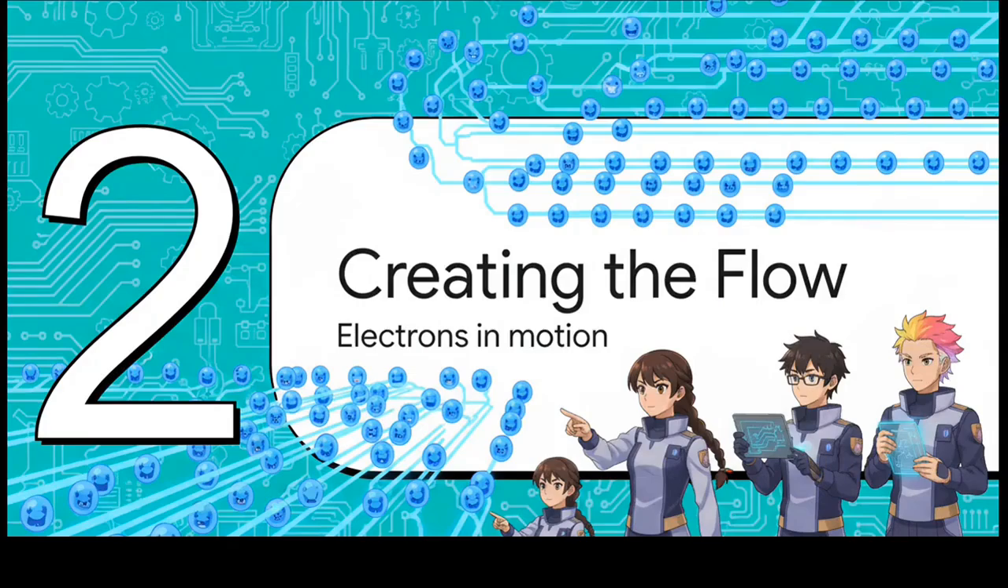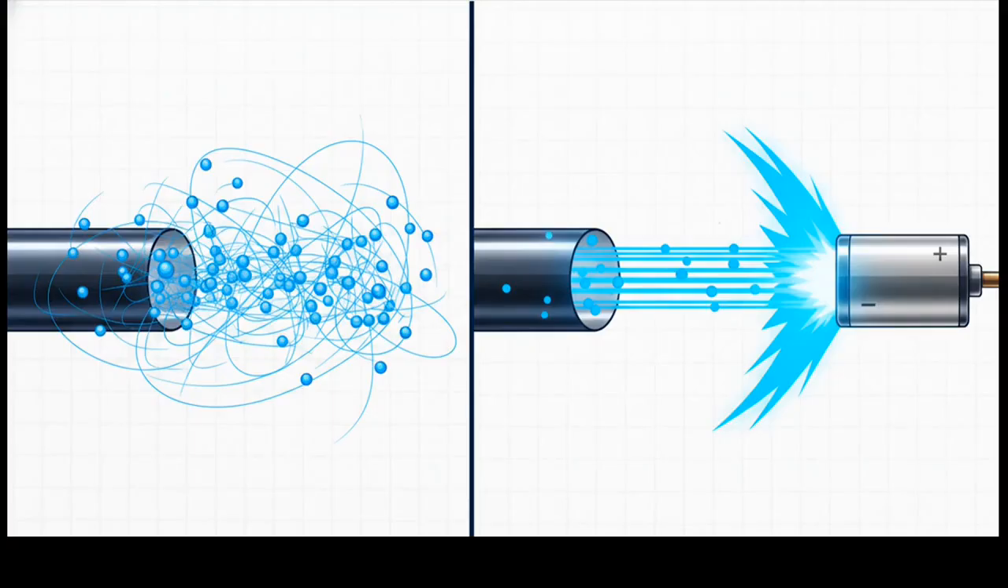Okay, so we've met our main character, the electron, and we know the rules of the game. But one electron isn't going to power much. So how do we get a whole stampede of them to move in the same direction, all at once? Because left to their own devices, they just kind of wander around randomly. To get them organized and marching in a line, they need some motivation. They need a push. And that push comes from an energy source, like a battery.